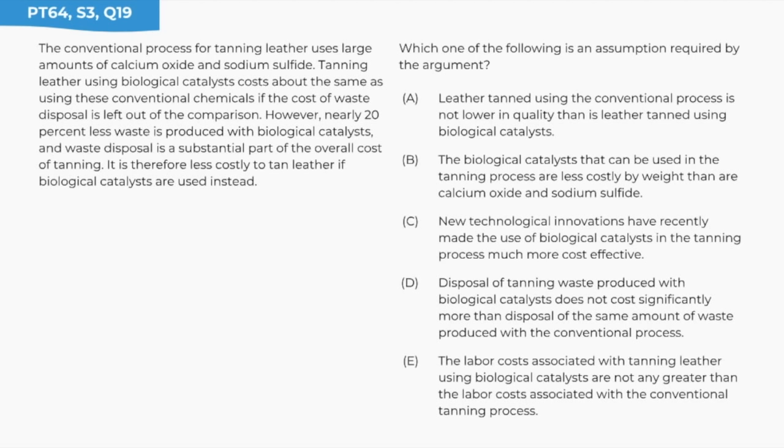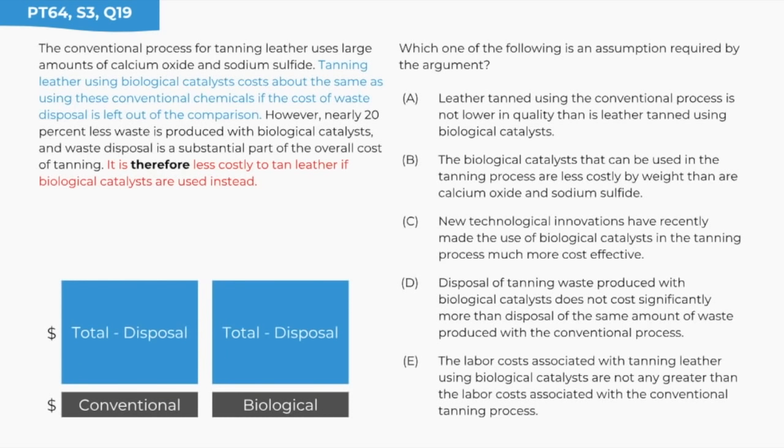Remember, the first step is to find the argument's conclusion. And in this case, in that last sentence, we see the word therefore. So we know that the last sentence is the conclusion, which is that it is less costly to tan leather if biological catalysts are used instead. Okay, so what's the evidence for that?